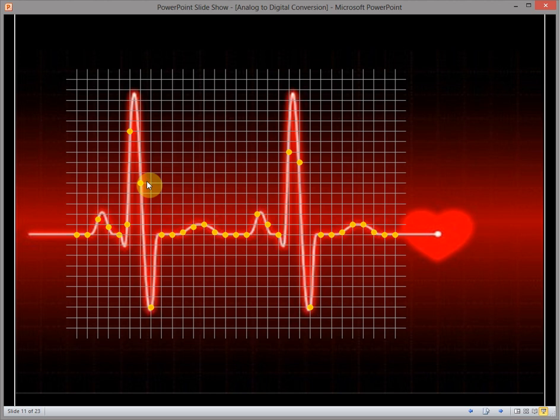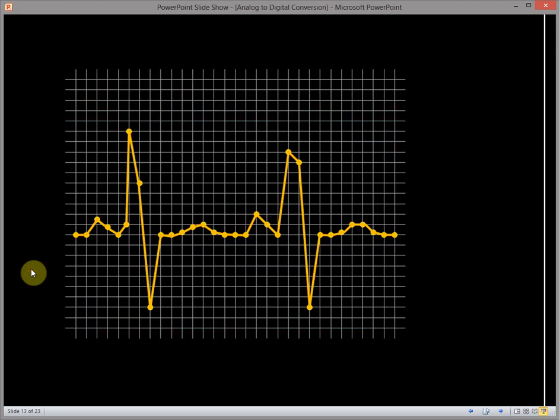We'll take the heartbeat, we'll put a graph on top of it. This time we'll sample at twice the frequency as before. We'll sample 16 times per heartbeat. And once again we put a yellow dot on the heartbeat waveform every time the waveform crosses one of the vertical lines representing a sampling time. And when we connect all the dots together and get rid of the background, we see a waveform that is beginning to look a little bit more like a heartbeat.